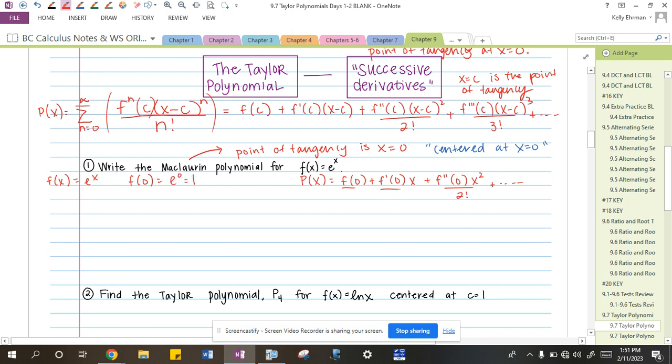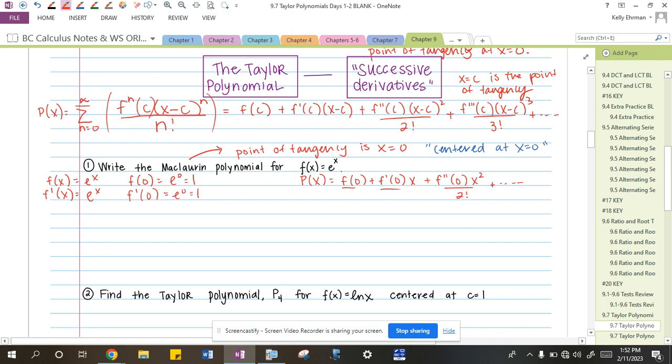e to the 0 is 1. Next thing I'm supposed to do for the next term is find f prime of 0. So first find f prime of x. Derivative of e to the x is e to the x. Evaluate at 0.